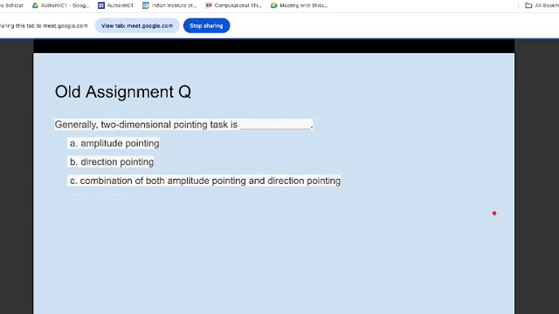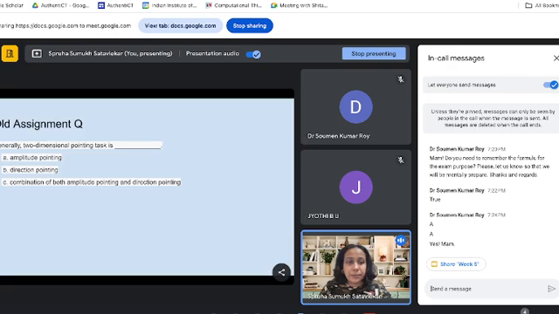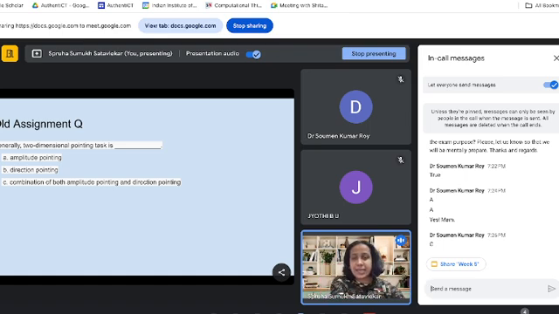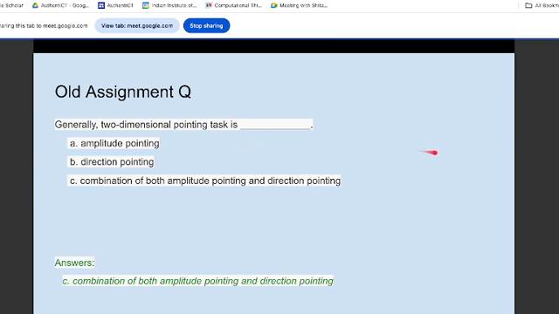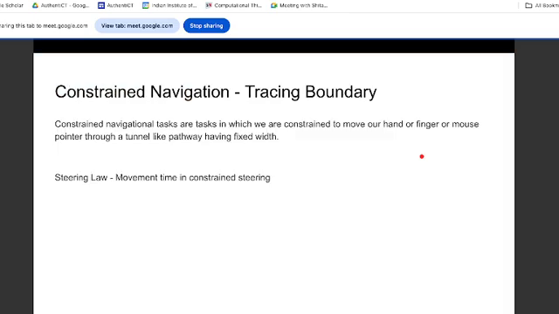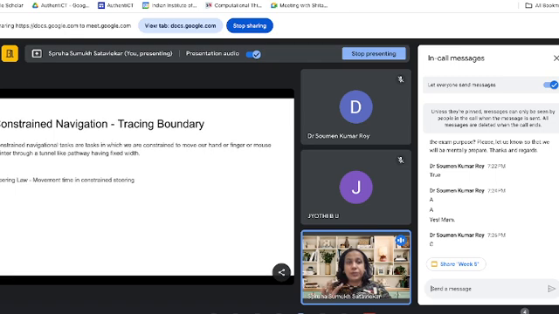Okay, another question. I see that a lot of questions have been asked regarding the 2D and 3D versions of this Fitts law, so I think that is going to be an important topic. Well done. C is the correct answer. It's a combination of both amplitude pointing and direction pointing, because we are talking about the two-dimensional view. So now next part we are going to talk about constraint navigation, or tracing boundary. If you have any question, or if at any time in between you want me to go over something again, we can do that. The time has been orchestrated in such a manner that the pace would be as per your comfort.